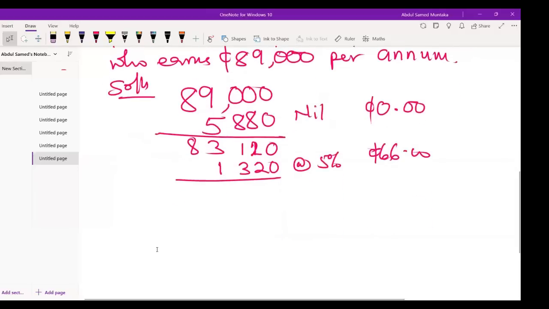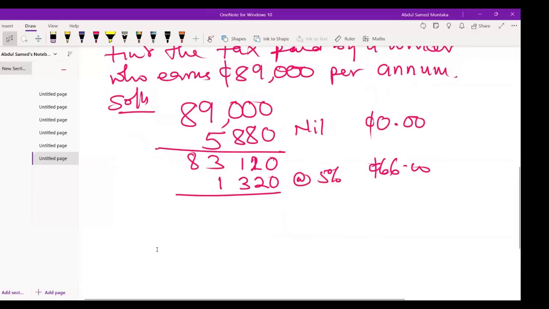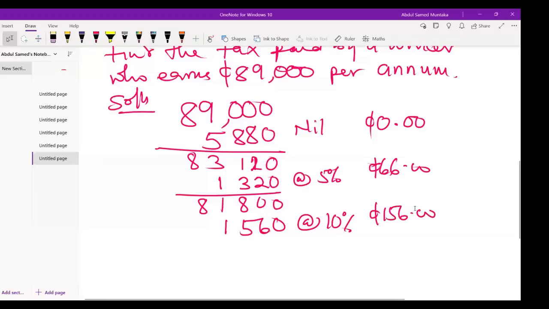Then we will subtract again, and we will get 81,800. I use my head to do this calculation, so double check. I like the way some of you double check it all the time. Then we will pay the next 1,560 at 10%. That is 156.